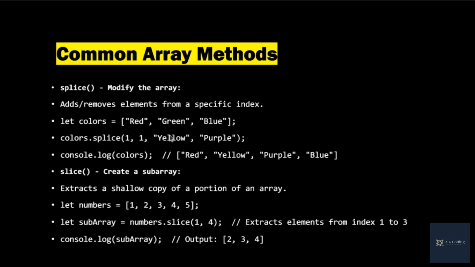The next one is slice. Slice creates a sub-array which extracts a shallow copy of a portion of an array. So we have numbers from 1 to 5, and if I write numbers.slice from 1 to 4, it extracts elements from index 1 to 3, so not including 4. So we'll be getting 2, 3, 4.